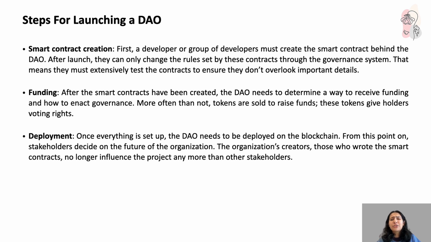So, once the smart contracts are solid, the DAO now needs the fuel. And what is the fuel? The fuel is funding. DAOs typically raise capital by issuing governance tokens. Now, what are governance tokens? If any person has a token, he or she has the right to participate in the governance of the DAO. So when people buy these tokens, they're not just funding the project, they are earning a voice in the DAO's decisions. Then these tokens become the foundation of the DAO's governance model.